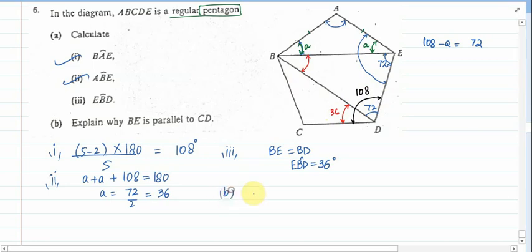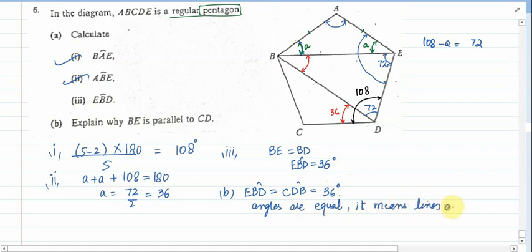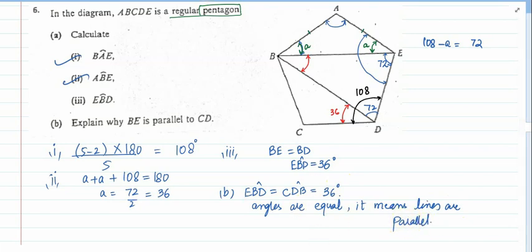So you need to explain. You can say that EBD is equal to CDB is equal to 36 degrees, right? Angles are equal, it means lines are parallel. So that is your reason: alternate angles. All right. After that, moving on to the next question.